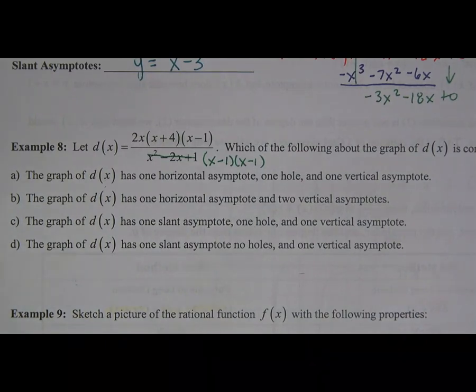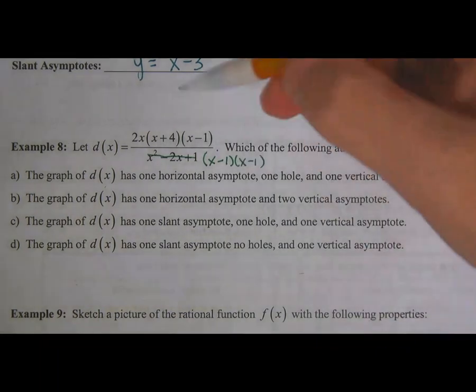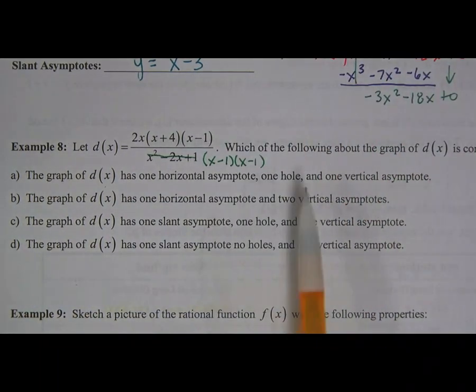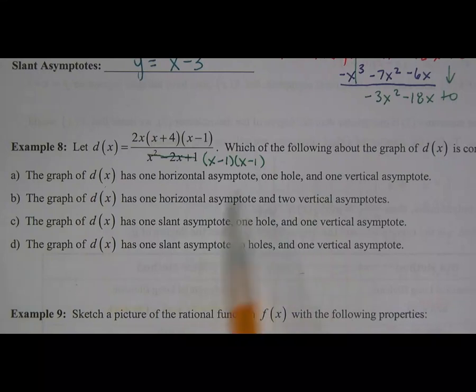Well, what I did last period is I just thought, oh, there's a hole, and I crossed them out, and then I went to my answer choices, and I said, well, D can't be right because it says no holes. But wait a minute. Is there really a hole at 1?